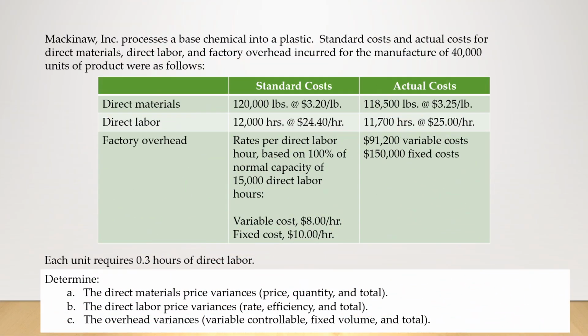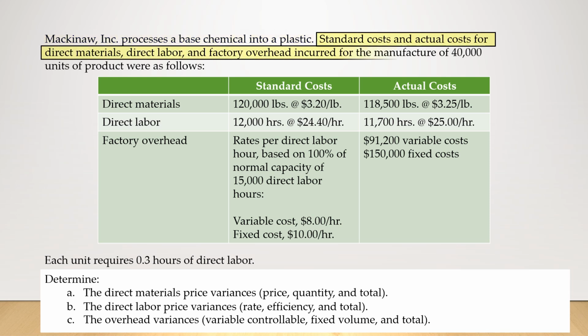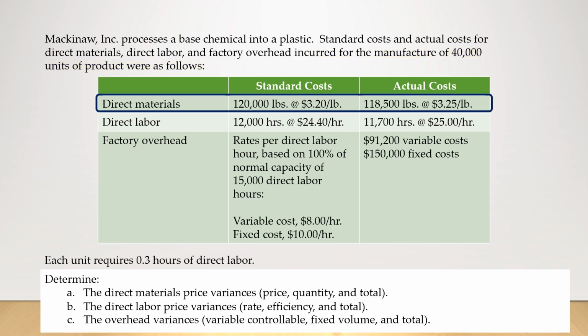Turn over to page 15. Here we see the information for Mackinac Incorporated, which processes a base chemical into a plastic. Standard costs and actual costs for materials, labor, and overhead incurred for the manufacture of 40,000 units are as follows. Here you see the standard and actual costs for direct materials. The standard is 120,000 pounds at $3.20 per pound. The actual is 118,500 pounds at $3.25 per pound.